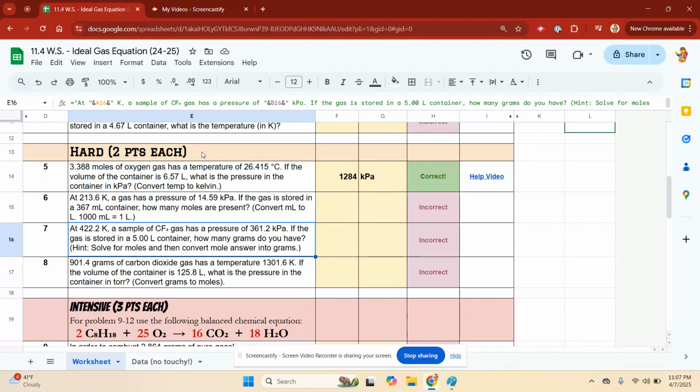Now, again, this is a hard problem. Each one of these problems, 5 through 8, has a little tiny trick to it. And in this one, I want an answer in grams. Now, you can't get that directly with the gas law equation. You're going to have to solve for moles of gas and then convert it into grams. So let's walk through this and see what it looks like.